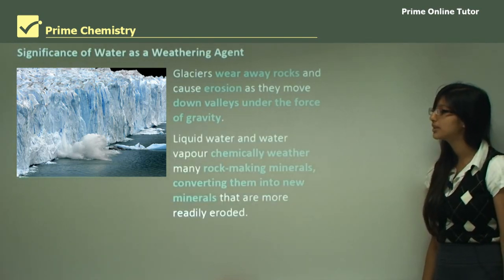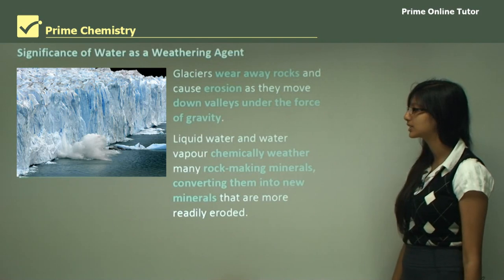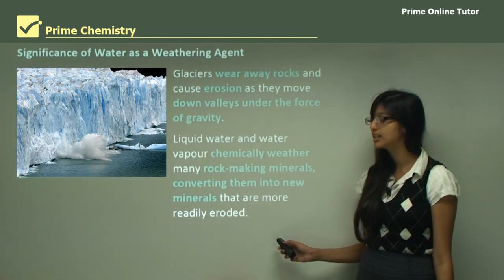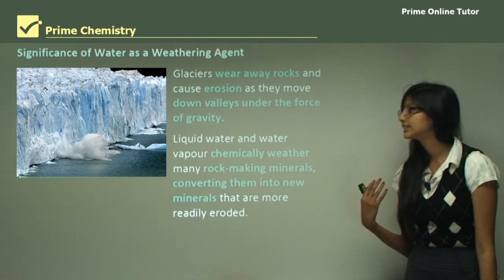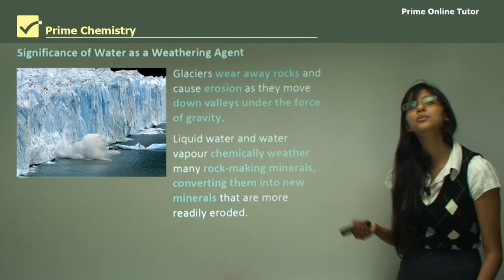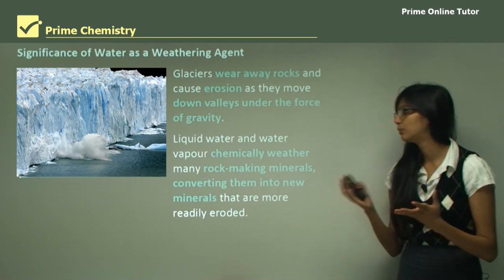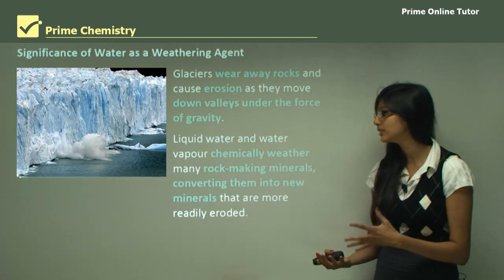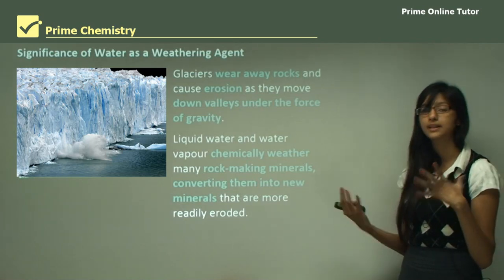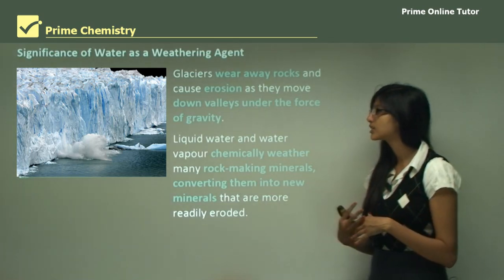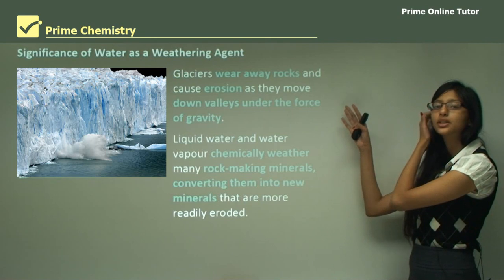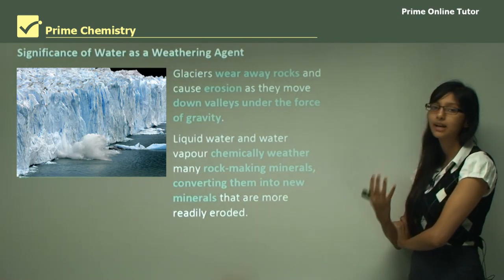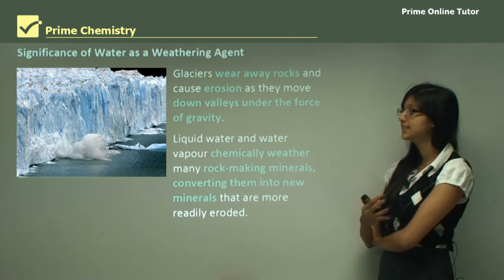Liquid water and water vapor chemically weather many rocks, converting minerals into new minerals that are more readily eroded. Again, it's a chemical reaction. The minerals that were initially there are changed into new minerals, and those new minerals can be much more easily broken. So you can see that both solid water in the form of glacier and liquid water can chemically erode or physically erode our rock.